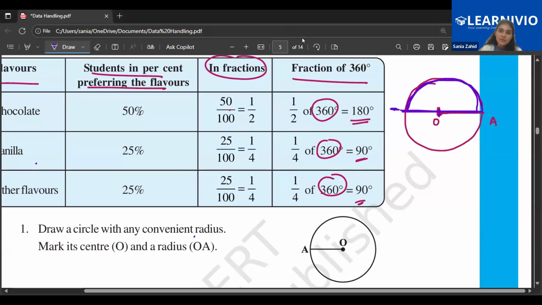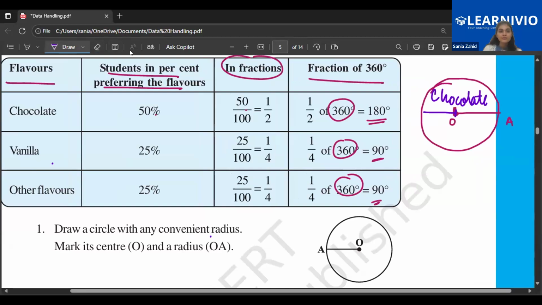So children, this part, you draw a mark over here, and now you can remove the protractor and just join this line. Just join this line. And this part becomes for chocolate. Why? Because that's equal to 180 degrees. Okay? That becomes equal to 180 degrees.